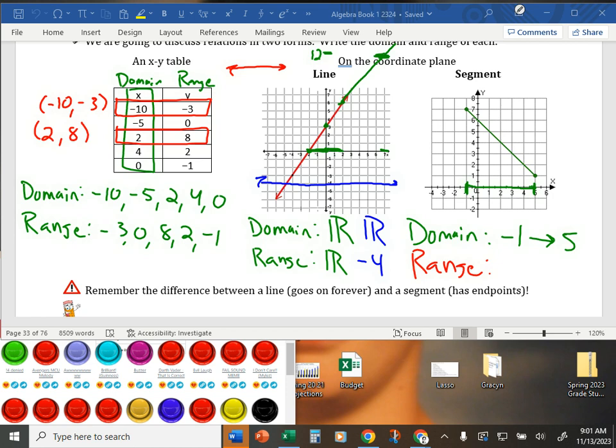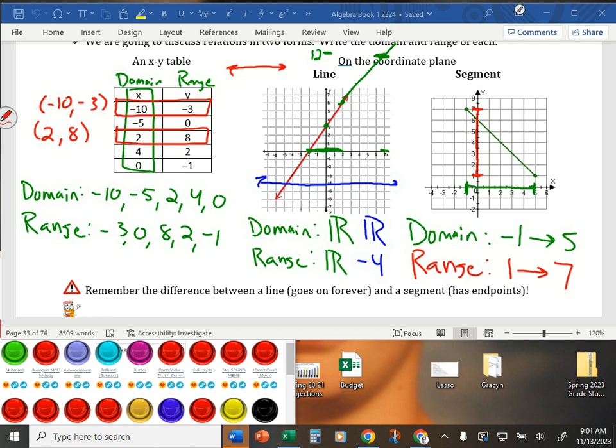Start and finish for the range. Where on the range, the y-axis, does this segment start and finish? What's its lowest value on the y-axis? What's its highest value on the y-axis? Yep. It goes from +1. That's the bottom of it, right? It does not go below this. And it goes all the way up to +7. So the range would be 1, arrow, 7.